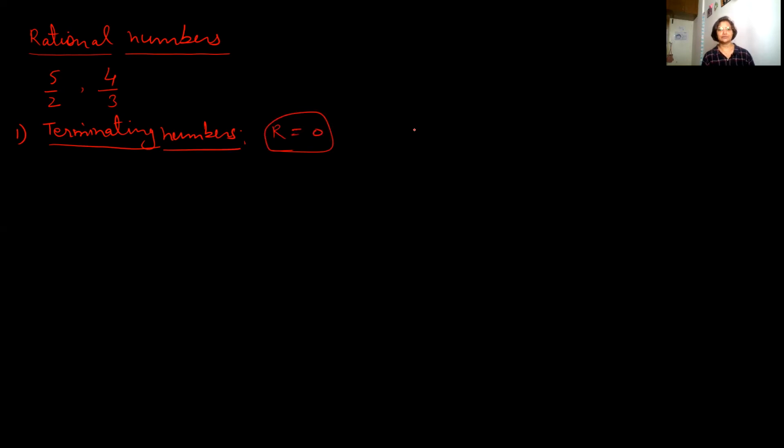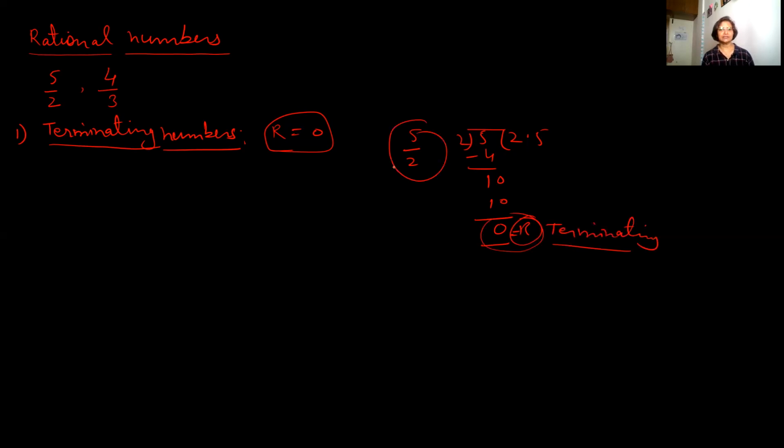Suppose you are dividing 5 by 2. What will you get? 2 2s are 4, 1, decimal, 2 5s are 10. So here you are getting remainder 0. That means it is terminating at this point, right? So this number is a terminating number. Clear?